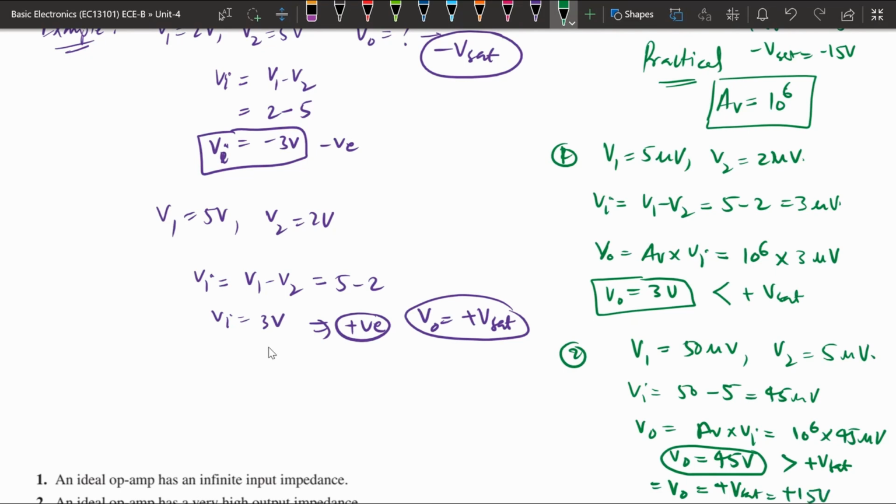So the output voltage will be plus 15 volt. This is the concept that we can get from the output curve, the input-output relation, the curve that we have in case of the practical and ideal case.